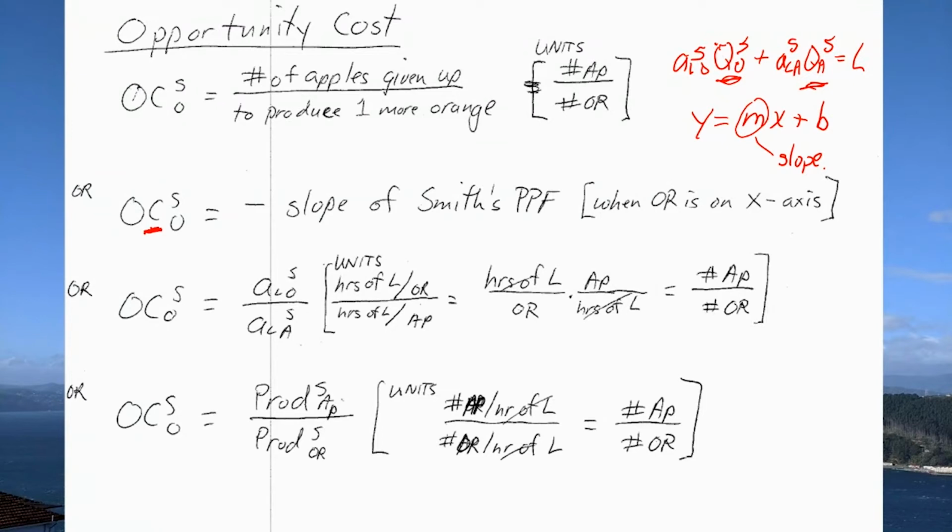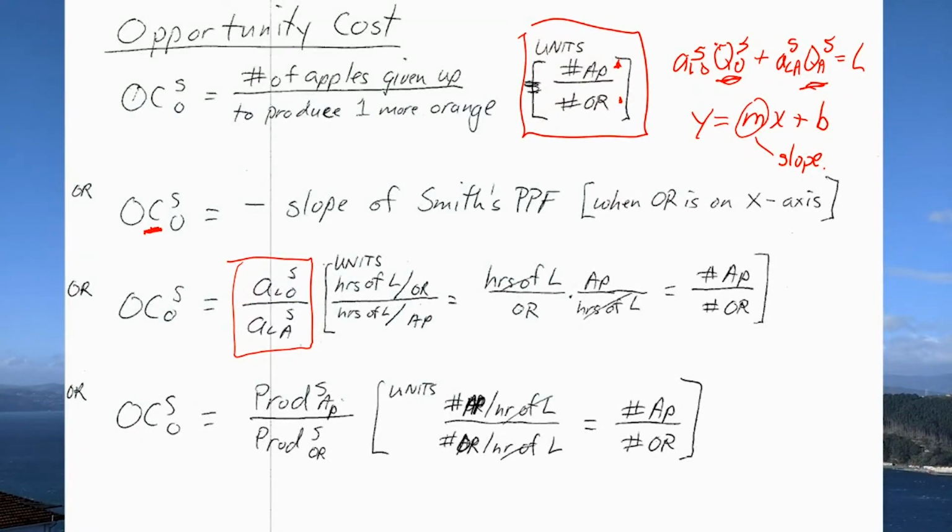Well, that slope in the context of this particular model is going to turn out to be exactly this variable if we define the equation in terms of unit labor requirements. So the slope of the production possibility frontier is going to be ALOS, Smith's unit labor requirement in oranges, divided by ALAS. Now, to see why that ratio of terms gives us the right units: remember, the units we want for opportunity cost of oranges are how many apples on the top have to be traded in exchange for how many oranges on the bottom. So the units of opportunity cost are numbers of apples per numbers of oranges. It's a ratio of units.